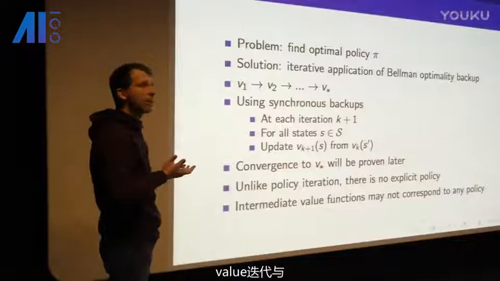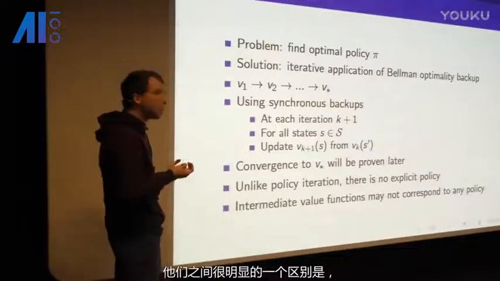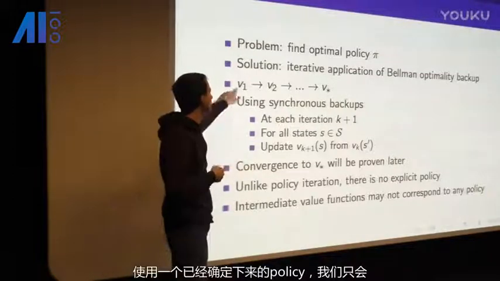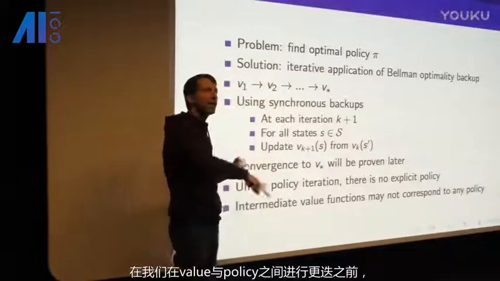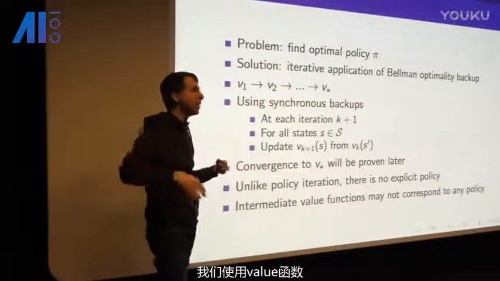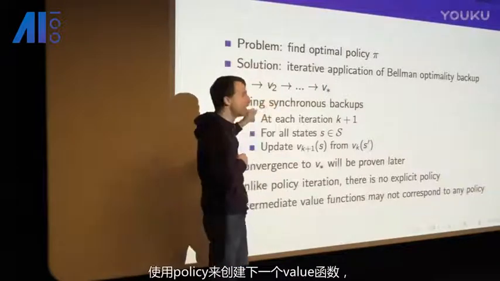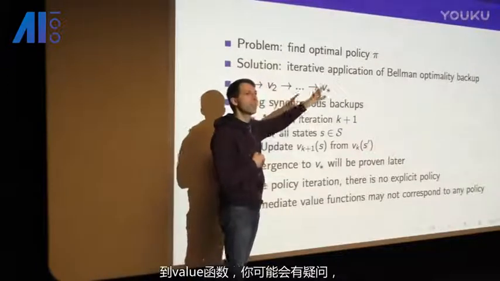So let's think about the difference between value iteration and policy iteration. One thing which is apparent is that we're not building an explicit policy at every step. We're just working directly in value space now. Before, we had this alternation between values and policies. We used our value function to build a policy, and used our policy to build the next value function. Value iteration goes directly from value function to value function.